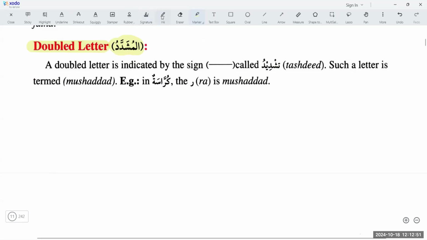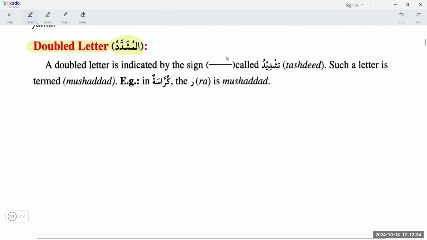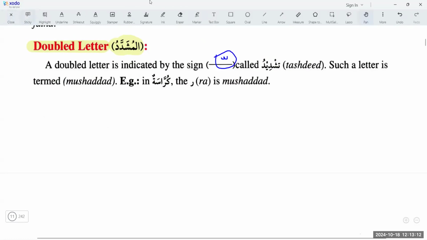Okay, there is no sign, so I put here a sign. This is the sign of the tashdid. A double letter is indicated by this sign. Such a letter is termed mushaddad. Such a letter, we will term it mushaddad.